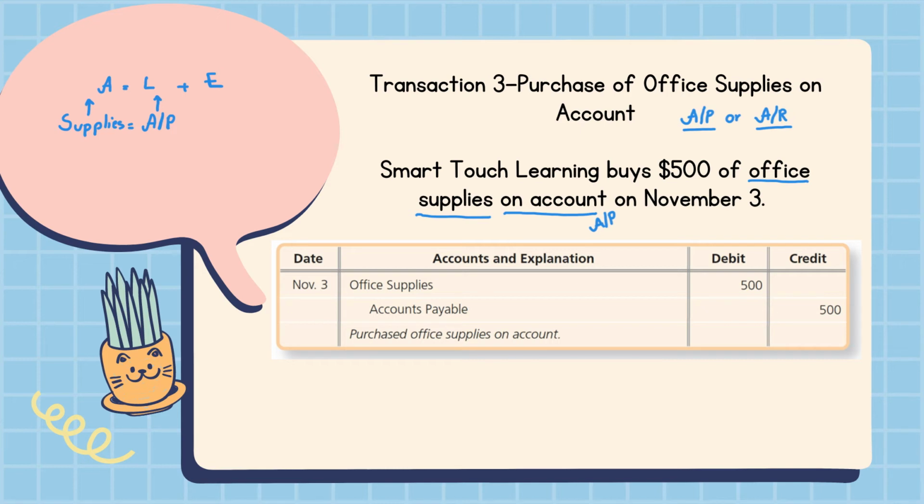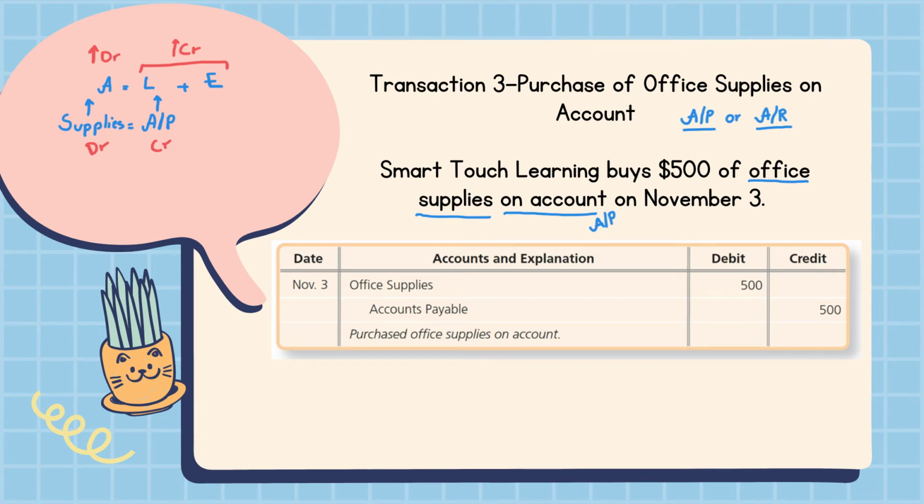Okay? Again, what's the normal balance? For assets, it's debit side. And the normal balance for liabilities and equity is credit side. So supplies increased, so it's gonna go to the debit side. Accounts payable increased, so it's gonna go to the credit side.